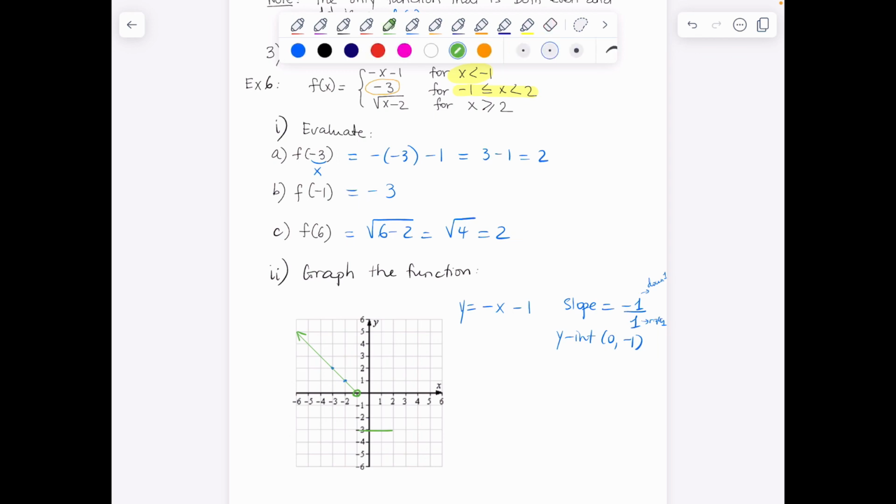Now, x can equal -1 here, so I'm going to put a solid dot here, indicating that -1 is included, but x cannot equal 2 because it says x is strictly less than 2. So I'm going to put an open circle right here.